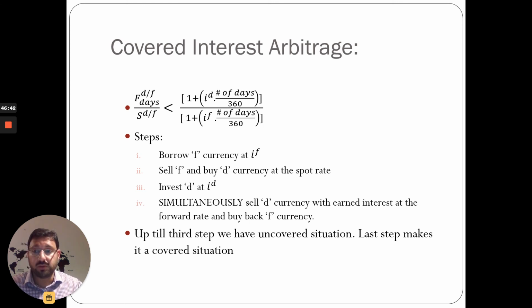Simultaneously, now you have to lock your position. You cannot simply keep your position open and wait for the future to come and see what the spot rate is at that time. I gave the detailed explanation earlier. So in that case, sell the D currency with the interest earned at the forward rate and buy back the F currency, because you have to pay back the principal plus the interest of the F currency, since you borrowed the F currency in the start. So up till the third step, you have the uncovered situation. After the fourth step, you have the covered situation, and then you will have the covered interest arbitrage.